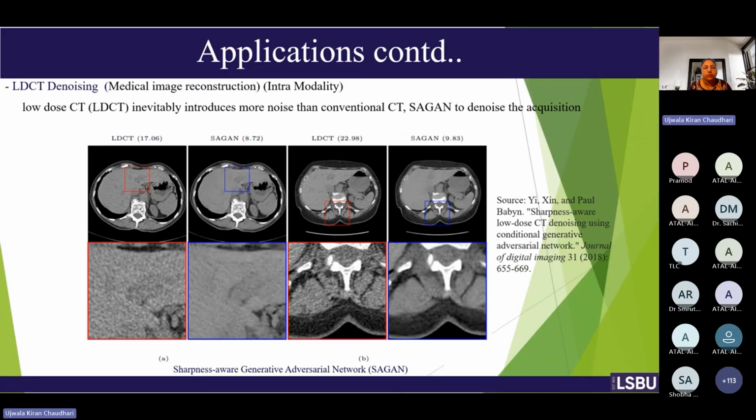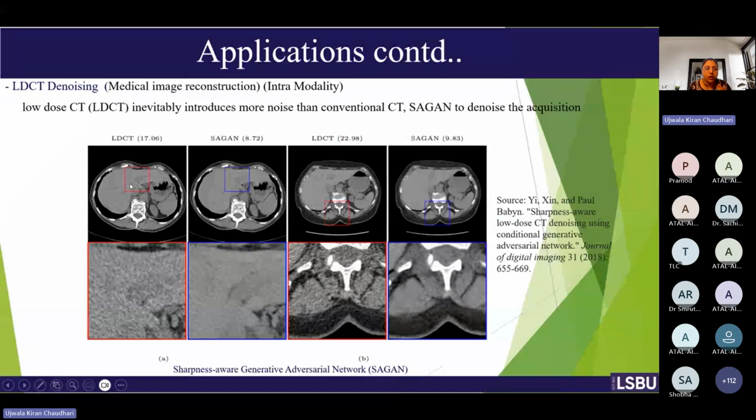Okay, then medical imaging reconstruction. The example I will give is LDCT, which is low dose CT, because a CT scan has its own side effects. The kind of frequency and rays it passes through your body are also harmful. So why not reduce the dose, I mean a low dose CT scan. But then if you go with the low dose, you will lose the quality of the image.